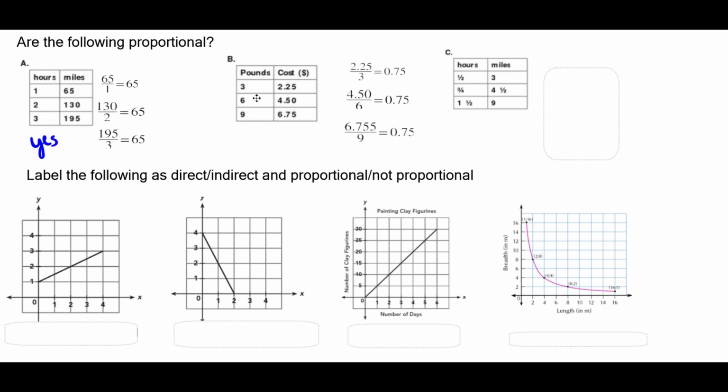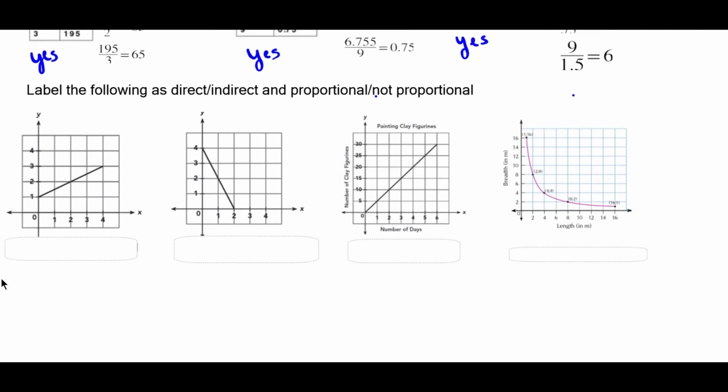If I look at pounds and the cost, if I do the same thing, again, I get a multiplier that's the same. So yes, this one is proportional as well. Lastly, miles per hour. I plug in my values. Now notice that I don't put in fractions because typically we do not use fractions in chemistry, so get used to using decimals. You can't measure anything in fractions using our tools in chemistry, so we don't use that. But once again, when I plug these values in, I get a consistent multiplier, so C is also proportional.